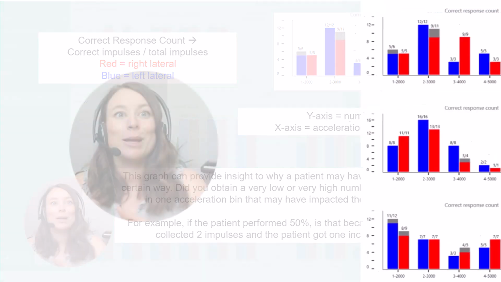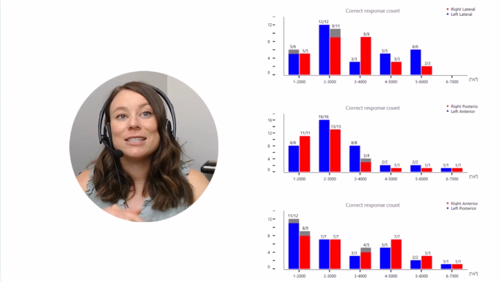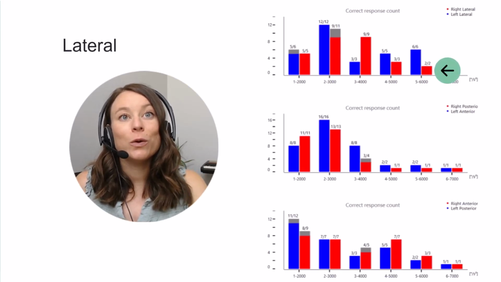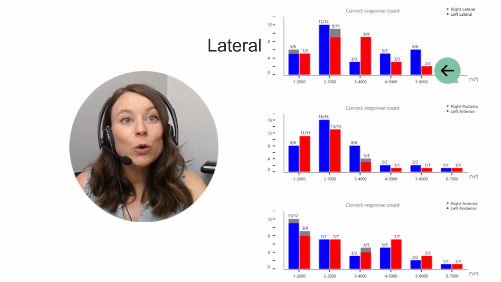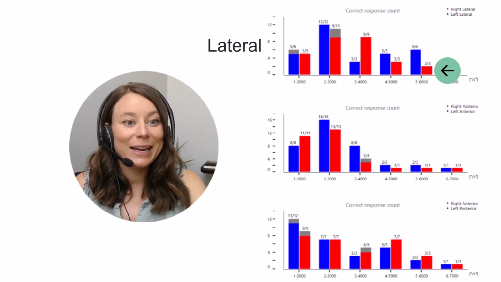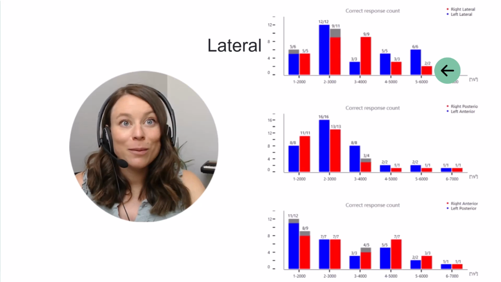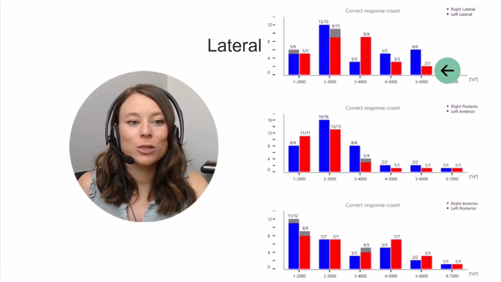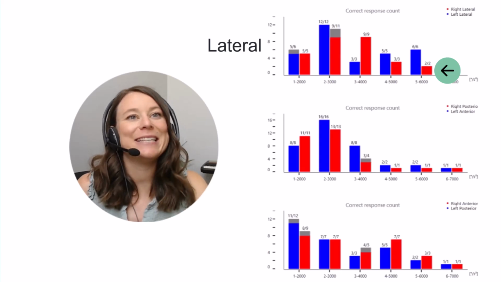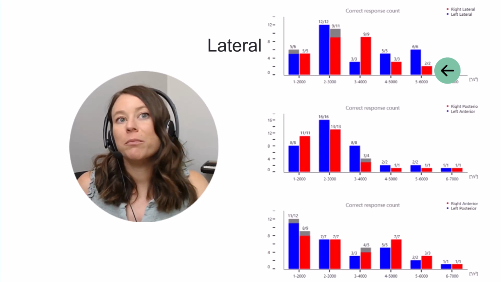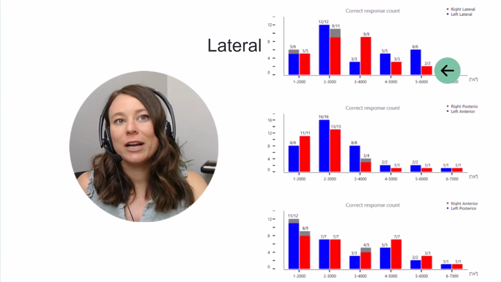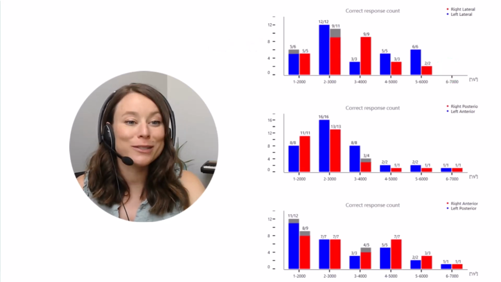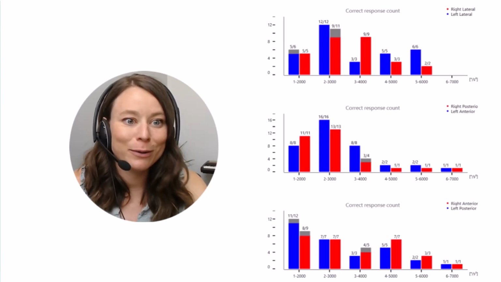like you'll see in my example here, in the 5 to 6,000 degree per second acceleration, then you'll notice for that right lateral, only 2 impulses were completed and collected. Luckily, the patient got both of them correct, so it showed 100%. So we probably weren't concerned at looking into that. But if the patient would have got one of those answers incorrect or both of them incorrect, it could have been a 50% or 0%, which is just dramatically different performance.